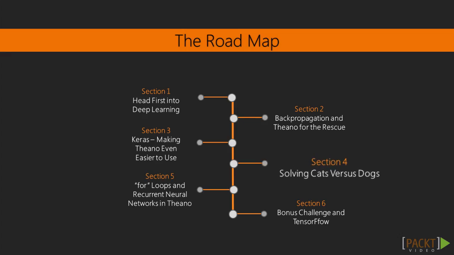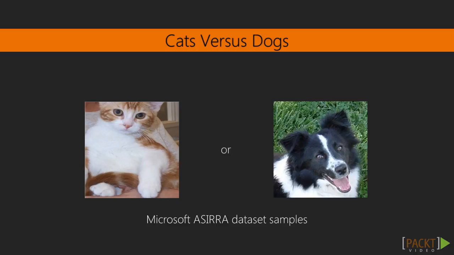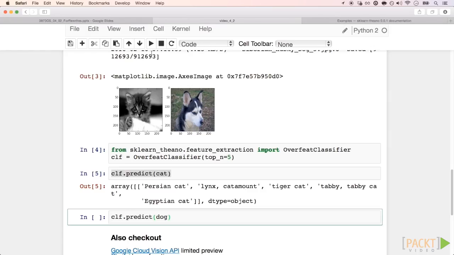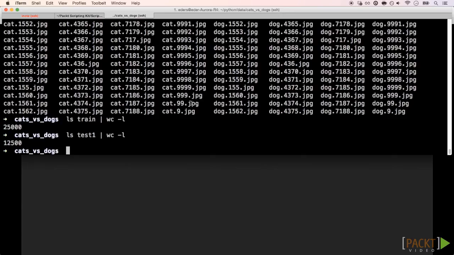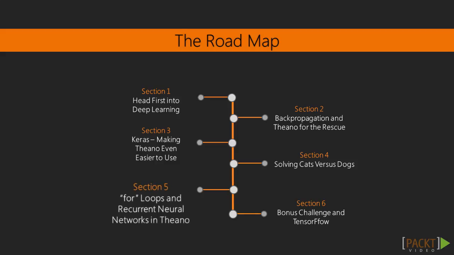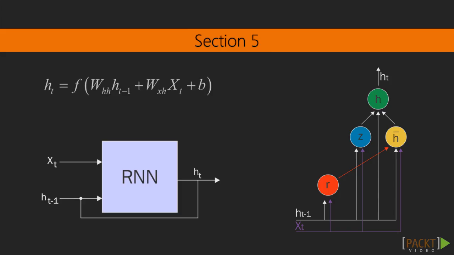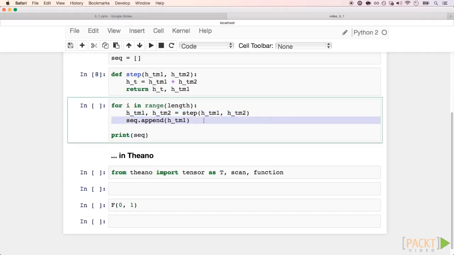In section 4, we approach the dogs versus cats image classification problem and learn how to use pre-trained neural networks. Using pre-trained neural networks, as we will see, can be really useful and flexible. Definitely something to have in your machine learning tool belt. Recurrent neural networks and their applications to dynamic inputs is our last subject. We cover that in section 5 by learning how to write for loops in Theano and how to use them for defining recurrent architectures.